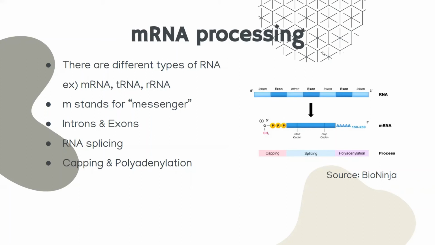Another important part of mRNA processing is capping and polyadenylation. Capping is a G cap at the 5' end, so at the start of the RNA strand. And at the end, they add a poly-A tail, polyadenylation. So they add the adenine, and what this does is it makes the RNA strand more stable. It's like a protection.